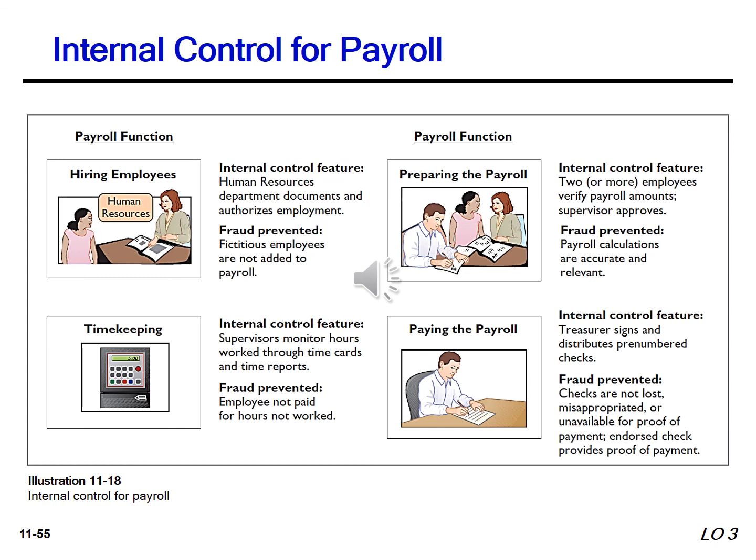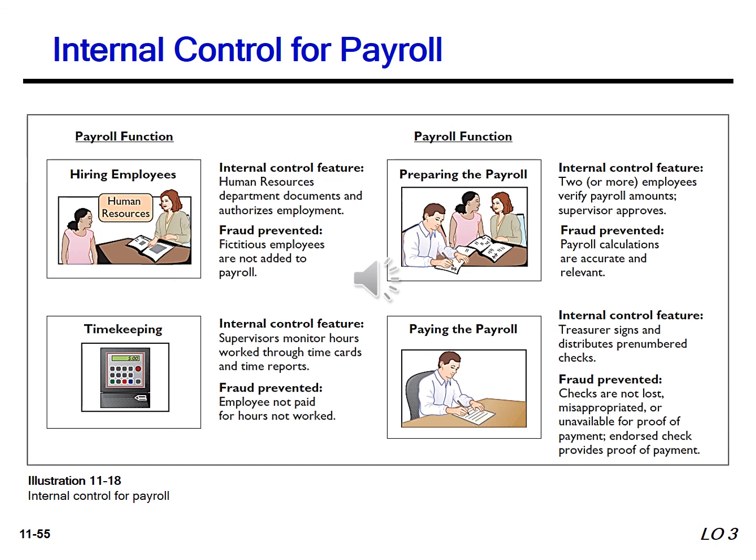So for the payroll function of hiring employees, we have an internal control feature where the Human Resources Department documents and authorizes employment. And the fraud that is prevented by this measure is that fictitious employees are prevented from being added to the payroll. Another function is timekeeping.